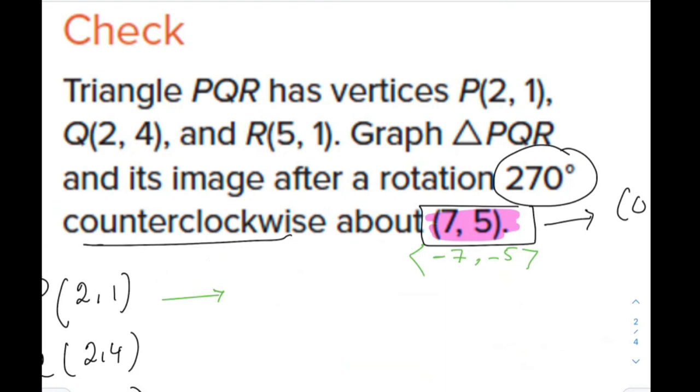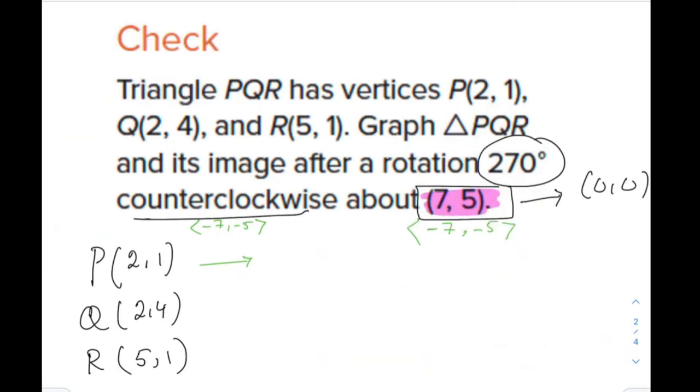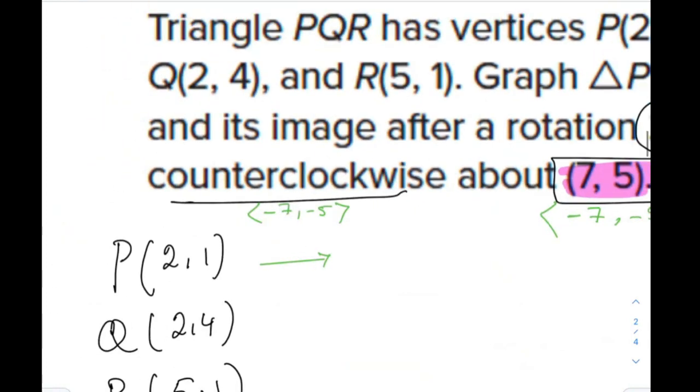It's not only applied to the first point, it will be applied to everything, because we applied it to the center of rotation. So what will we do? You will add the x's with the x's, the y's with the y's. This is the meaning of that. So this will be: 2 plus -7 is -5, 1 plus -5 is -4.